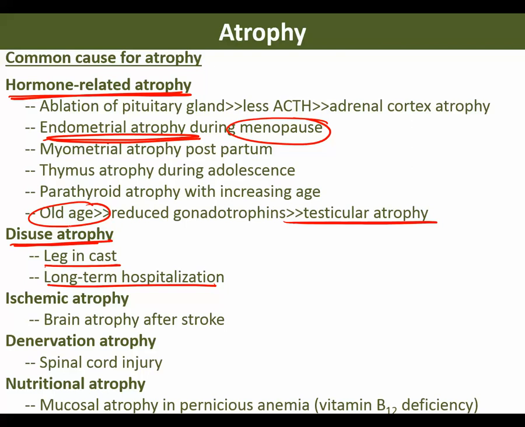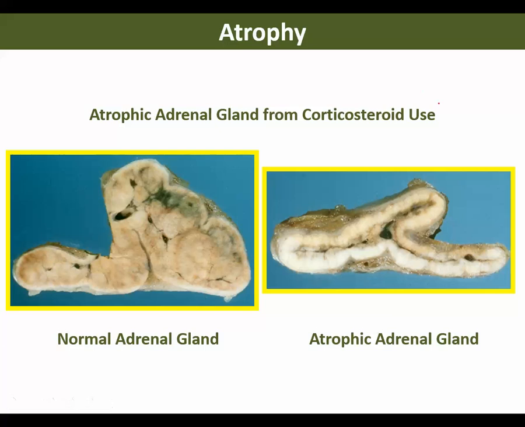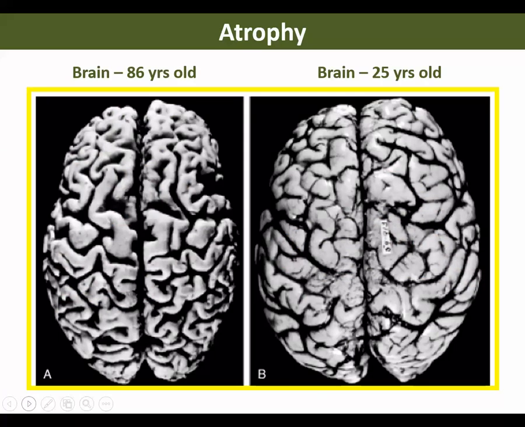Especially in old age, if the atrophy happens, it is called senile atrophy. Senile means old. Denervation atrophy means, in a spinal cord injury, for example, if the lumbar spinal cord is damaged, the lower part of the body goes for atrophy due to the cut of the nerve supply. So these are some examples. If the person uses corticosteroid drug, the adrenal gland goes for atrophy.